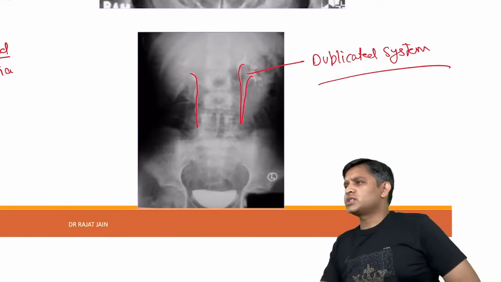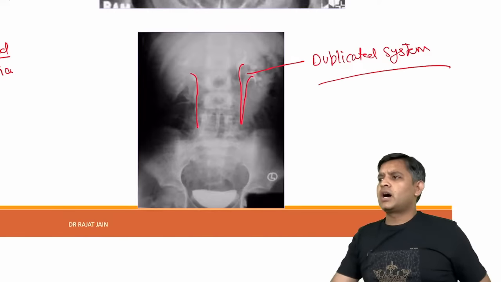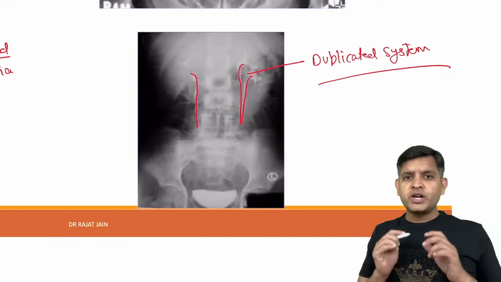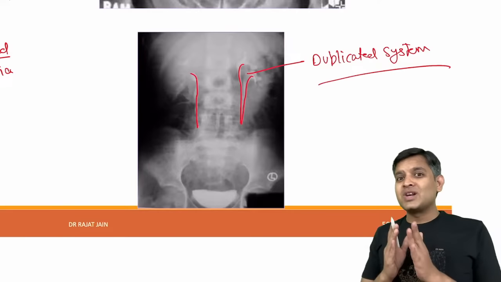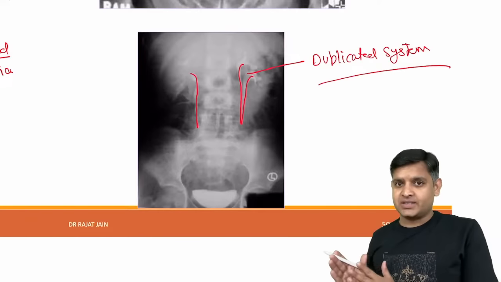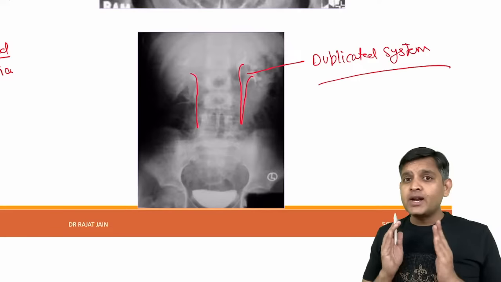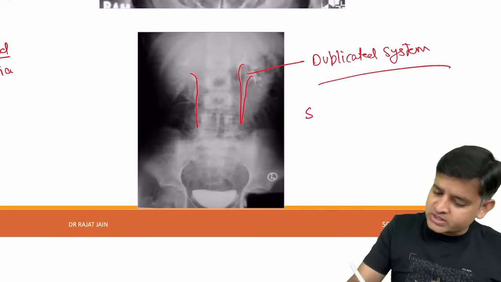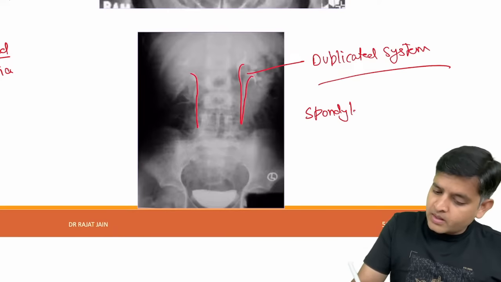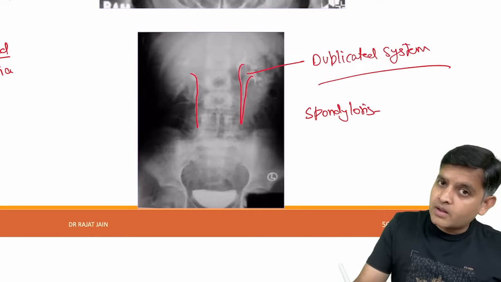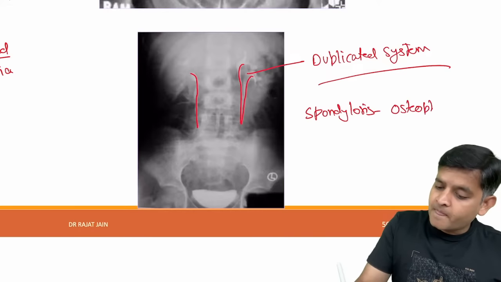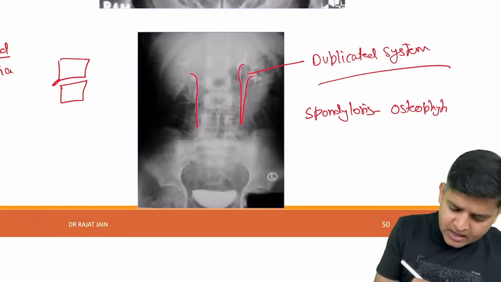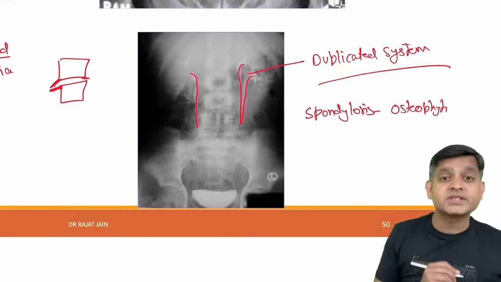Spondylosis, spondylolysis and spondylolisthesis. देखो, ये तीन चीजें हैं, ठीक है ना? Spondylosis is a degenerative change in the spine. What do you see in spondylosis? Osteophytes, यानी कि एक vertebra ऐसी होगी, आपको ऐसे ऐसे ऑस्टियोफाइट्स दिख जाएंगे, ठीक है?